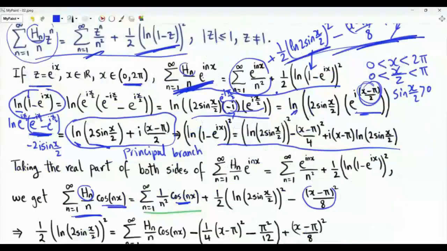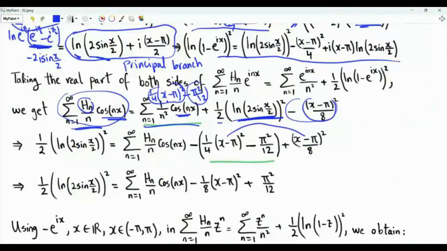This term goes away when we take the real part. Now we make use of the Fourier series result on the previous page. Specifically, this summation here, n from 1 to infinity of cosine nx over n squared, when x is between 0 and 2 pi, is equal to 1/4 times (x minus pi) squared minus pi squared over 12. Using this result, 1/2 times the square of the logarithm of 2 sine x over 2 is equal to this summation involving the nth harmonic number minus 1/4 (x minus pi) squared plus pi squared over 12 plus (x minus pi) squared over 8. We can combine these terms to get this result here.